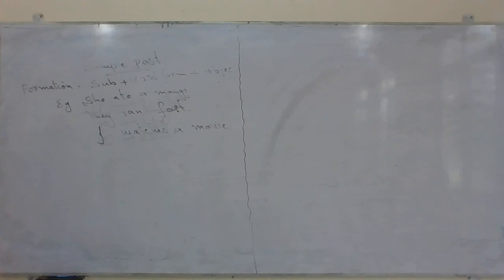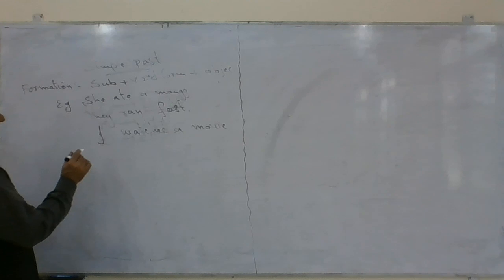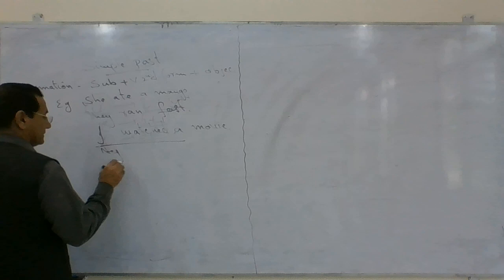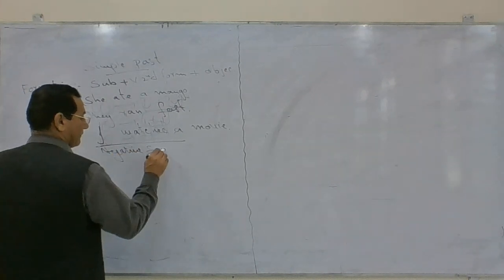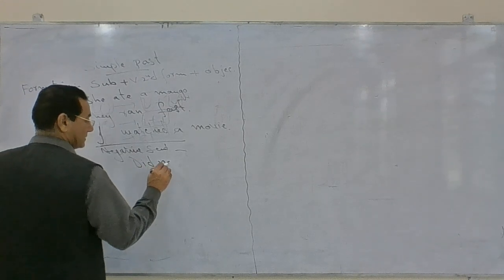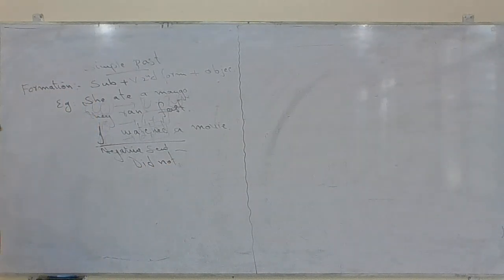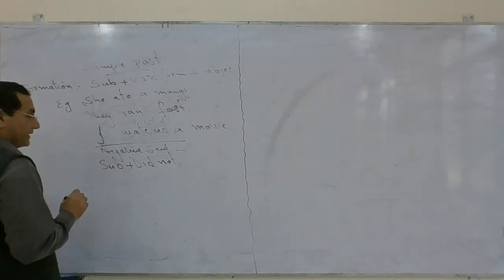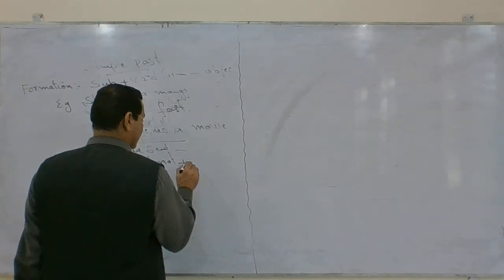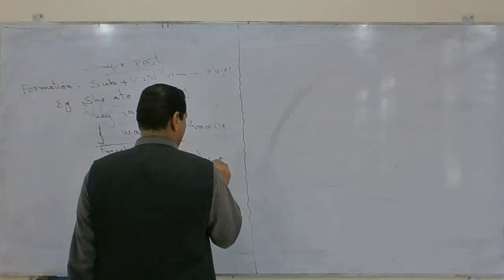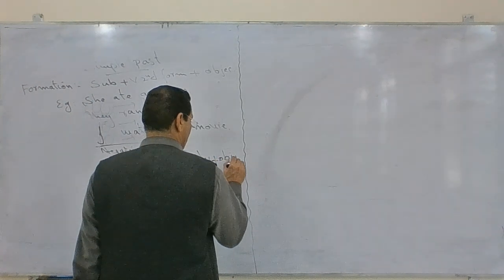For negative and interrogative sentences, you must keep in mind that you have to use did. And whenever you use did, then there will be the first form of the verb. Simple and very easy. For negative sentences, we use did not. With any subject, the formation is: did not, and then the first form of the verb, and then object. This is the formation.